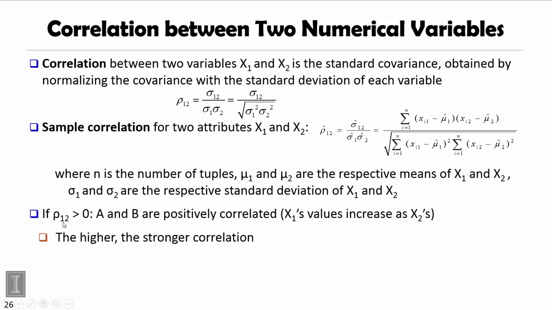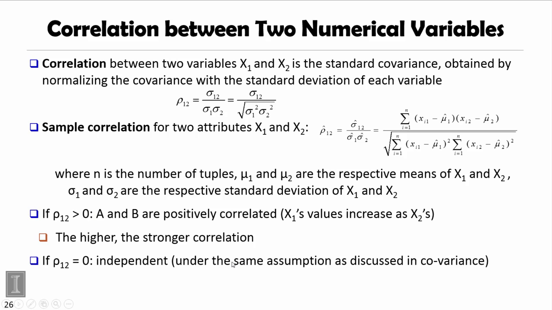If this correlation coefficient is greater than 0, that means x1 and x2 are positively correlated. That means x1's values increase as x2's do. The higher the value above 0, the stronger the correlation. If rho 1,2 equals 0, that implies they are independent under the same assumption as discussed for covariance. If it is less than 0, they are negatively correlated.